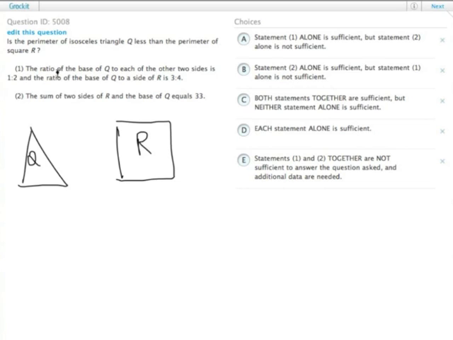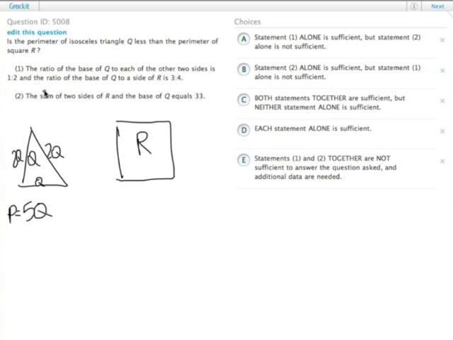Statement 1 tells us that the ratio of the base of Q to each of the other two sides is 1 to 2. So if we call this base Q, that's 1, then this is 2Q, and this is also 2Q. The perimeter will then equal 5Q.